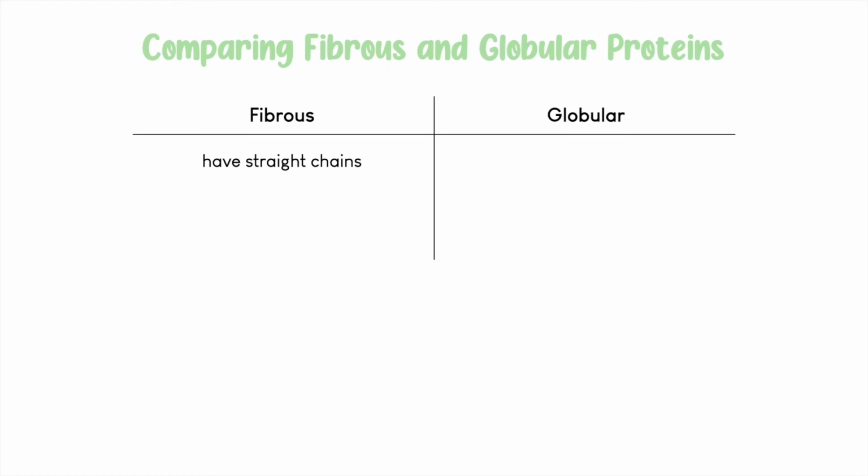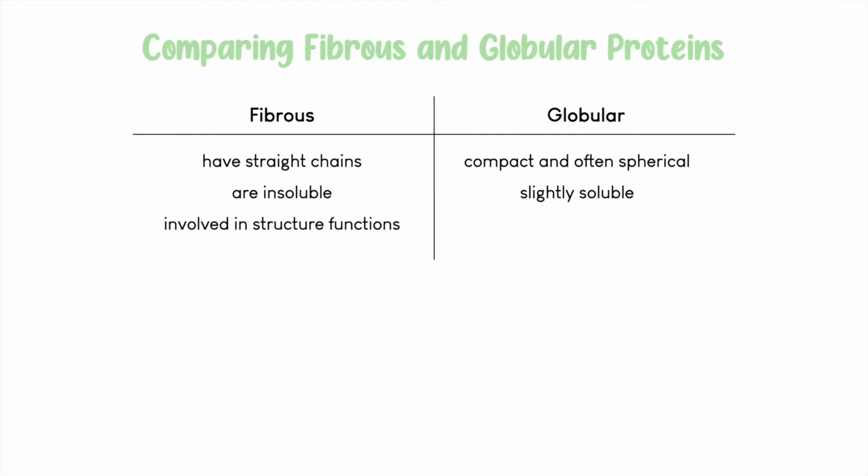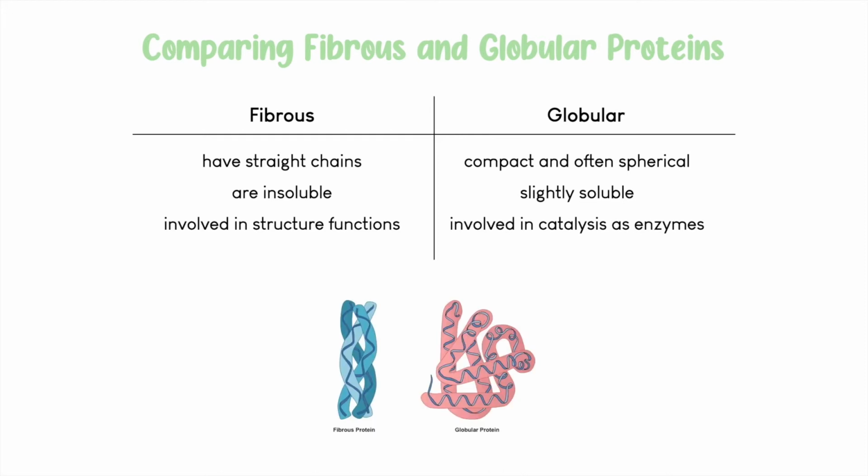Fibrous proteins have straight chains, whereas globular proteins are compact and often spherical. Fibrous proteins are insoluble, while globular proteins can be slightly soluble. Fibrous proteins are involved in structure, while globular proteins are involved in catalysing reactions as enzymes. You can see visually here the difference. So we're now going to look more in depth at a globular protein with the example of haemoglobin.